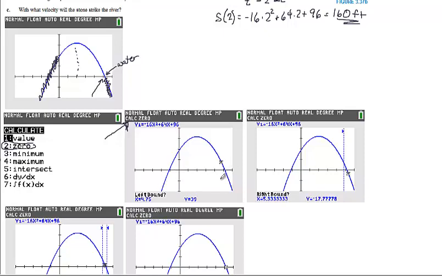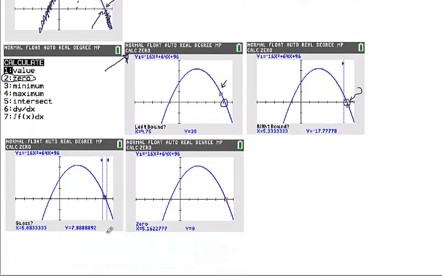It will ask you for a left bound. So you use your arrow keys to move this little dude to the left side of that zero. See, here's the zero. So I want to be on the left side of that zero. I get kind of close to it, and then I'll push enter. And then the calculator will ask me for the right bound. So I've got to use my arrow keys to move that little flower, little spider guy, over to the other side of that zero. Here's the zero, and I want to be on the right side of that zero. Once I get on the right side, I hit enter.